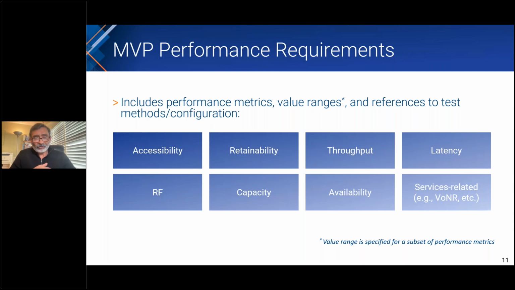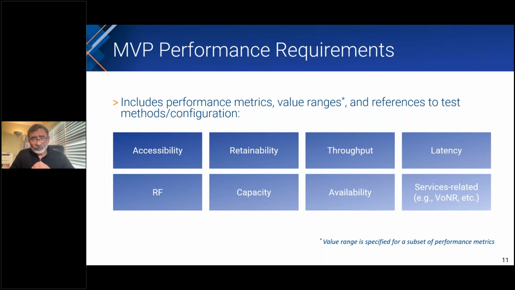And in terms of the different categories of performance metrics, you can see it's a pretty comprehensive list that has been put together. We have accessibility metrics such as RRC call success rate, retainability metrics such as RRC call drop rate, throughput metrics such as peak throughput, spectral efficiency, latency metrics such as call setup time, media round trip latency time, RF related requirements such as the ref sense to be met by the Open RAN system, capacity requirements in terms of average sector capacity, number of simultaneous RRC connections to be supported, availability metrics, as well as service specific metrics, specifically around voice over NR and web page download.